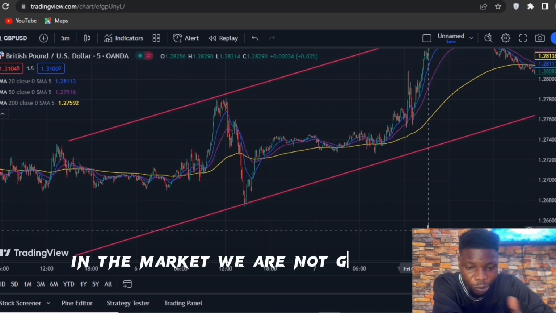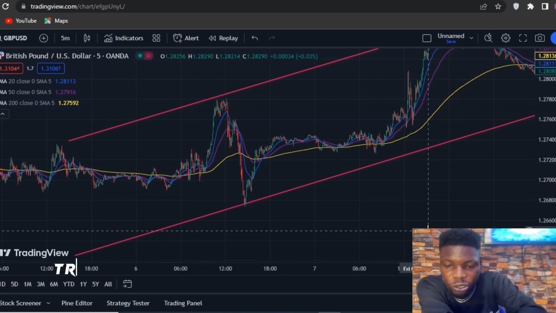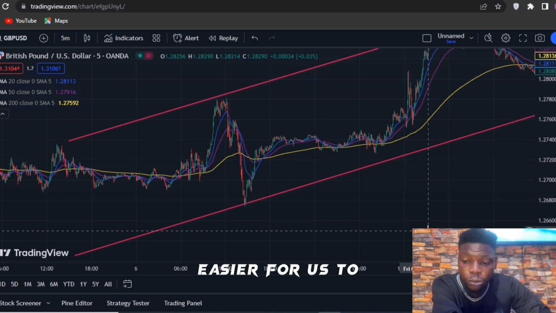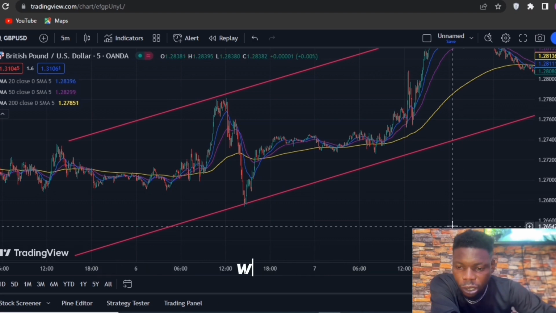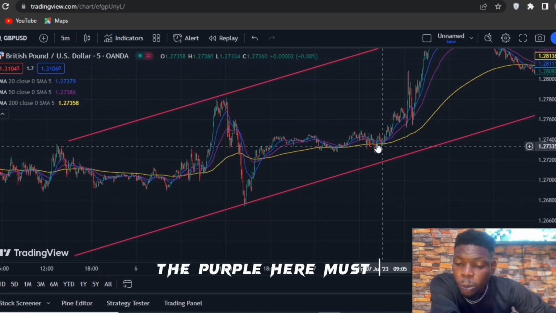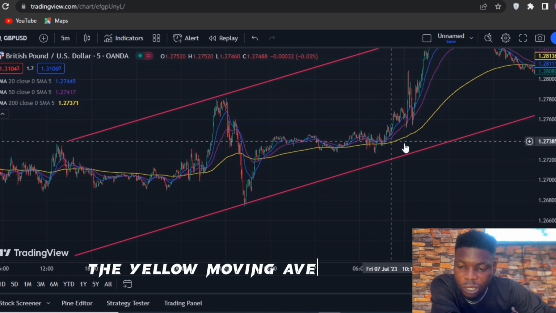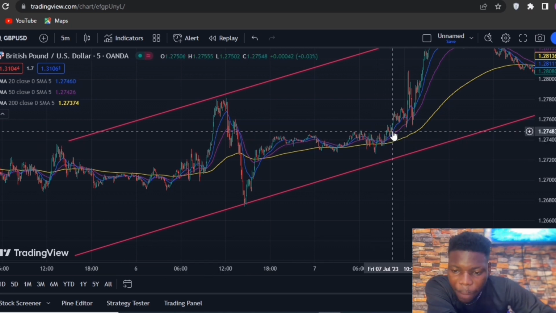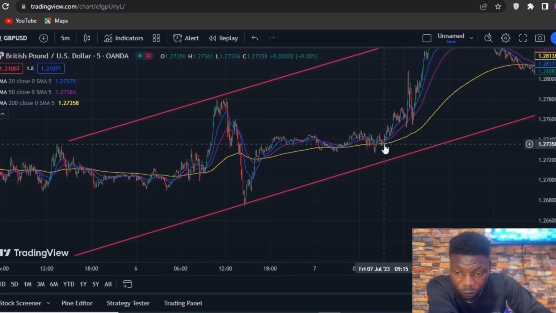On this market, we are not going for sell trades throughout this trend, because that's why I have the trend line to guide us to know our path, so it's easier for us to become profitable and achieve our mission. Now, before we enter a buy trade, the moving averages, the 20 and the 50, which is the blue and the purple here, must be above the yellow moving average. The yellow moving average is the 200 moving average. So the blue and the purple must cross above, and the yellow must be below.